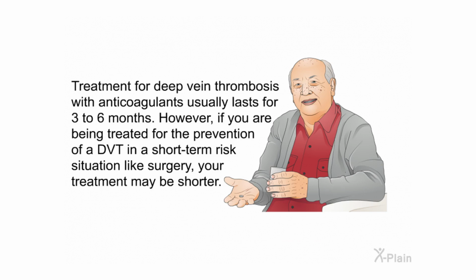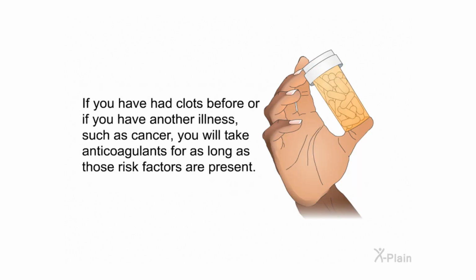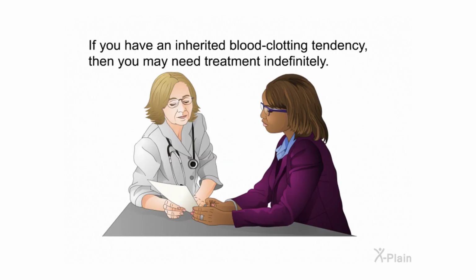However, if you are being treated for the prevention of a DVT in a short-term risk situation like surgery, your treatment may be shorter. If you have had clots before, or if you have another illness, such as cancer, you will take anticoagulants for as long as those risk factors are present. If you have an inherited blood clotting tendency, then you may need treatment indefinitely.